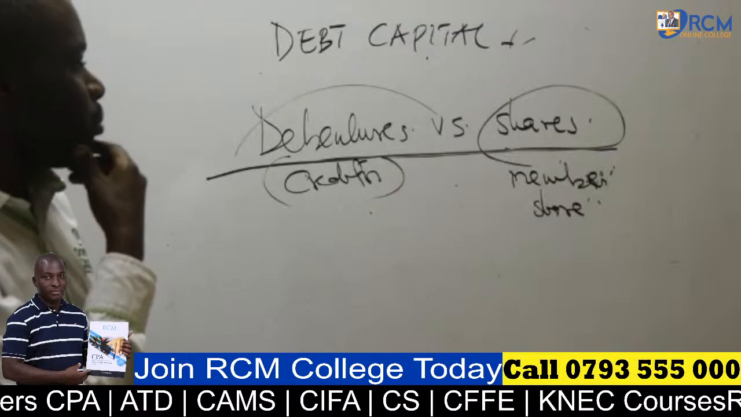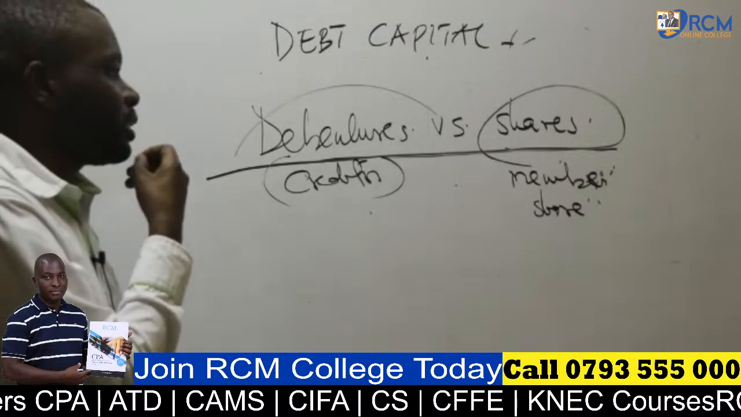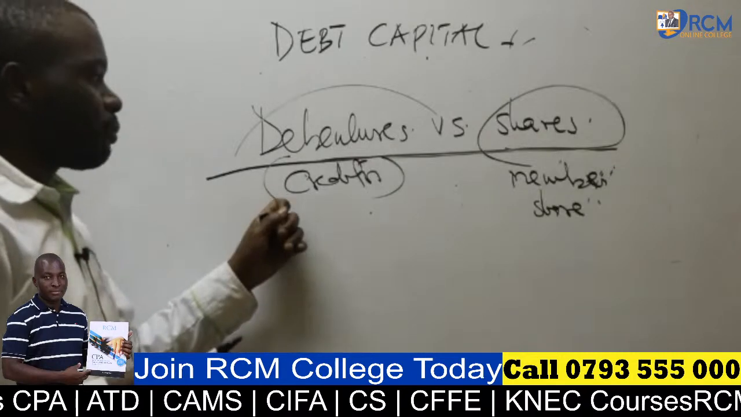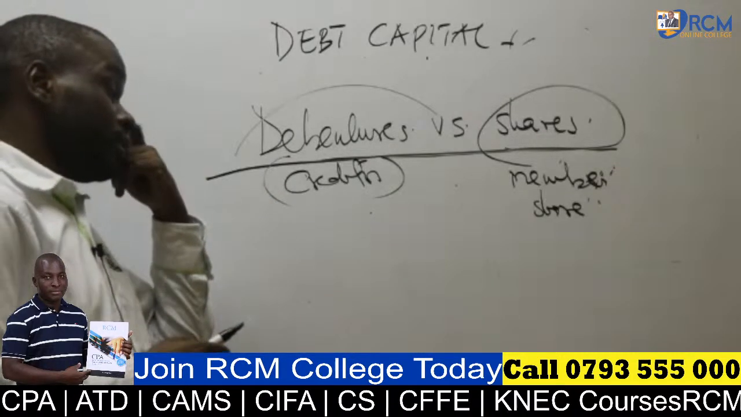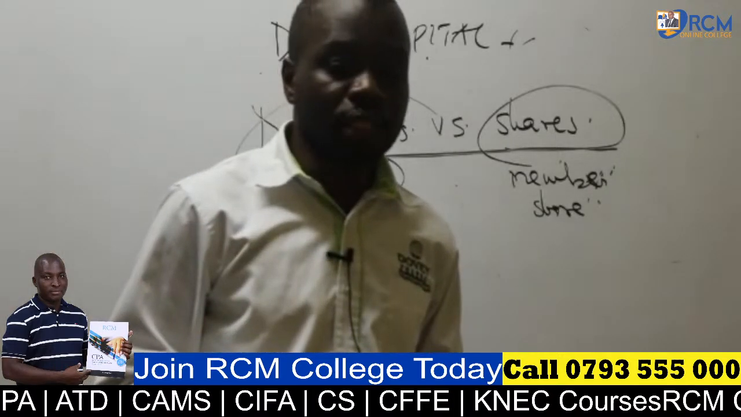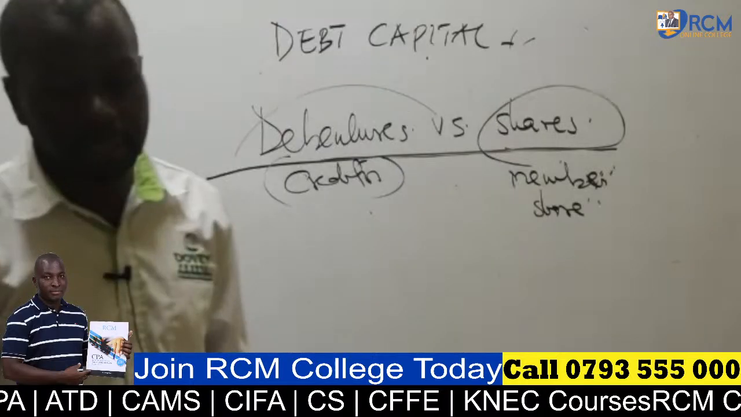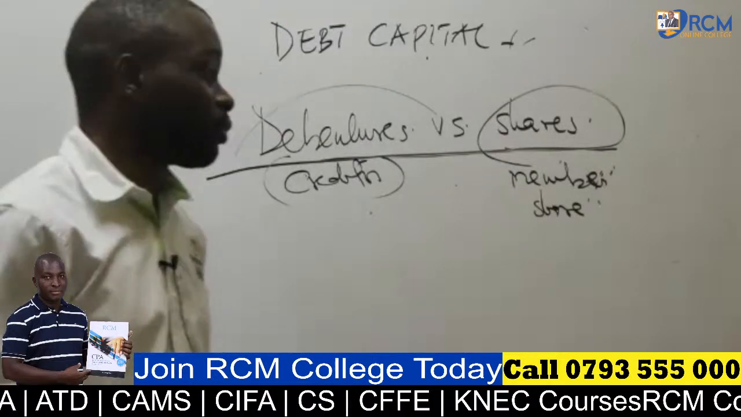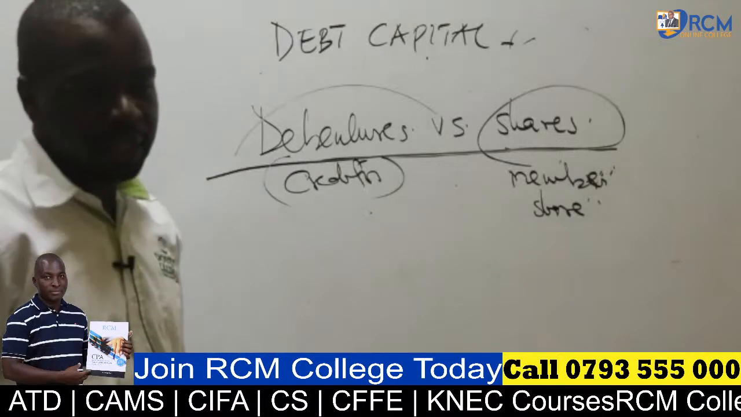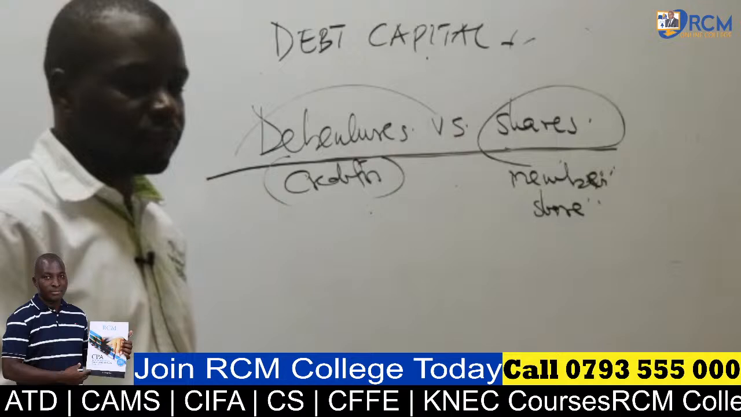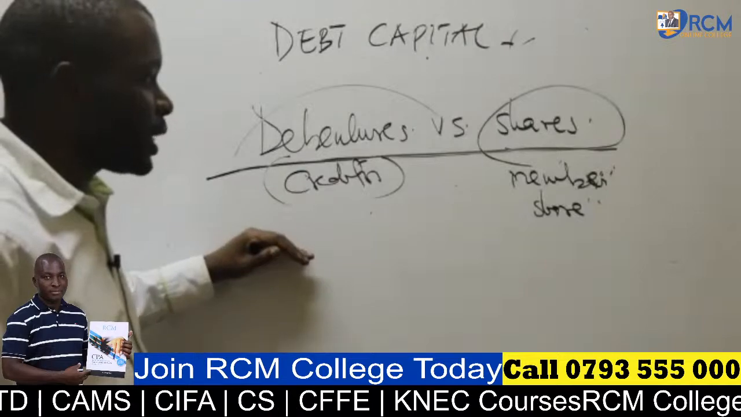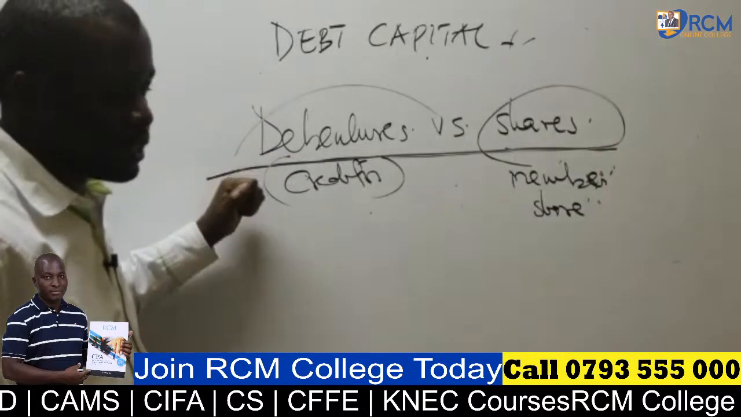Something else you can mention as a difference between debentures and shares is that with debentures, the obligation to pay interest is mandatory. Whether the company makes profits or not, you must pay interest. The bank does not care whether you are struggling or making profits; the bank will come asking for interest. So they don't care whether you are making profits as a company or not. The obligation in terms of interest for debentures is mandatory whether the company is making profits or not.